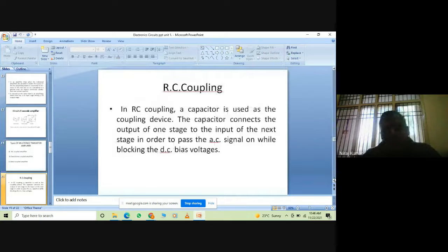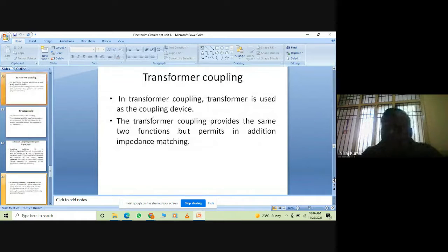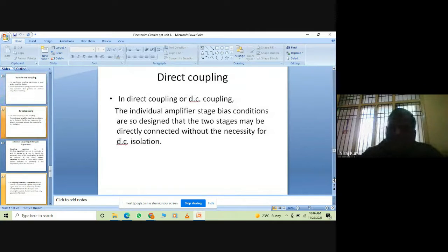What is the RC coupling? In the RC coupling, a capacitor is used as a coupling device. Only a capacitor is used as a coupling device, which connects one stage to the next stage. Transformer coupling is also a coupling device between one stage and another stage. Direct coupling means no coupling device is required, only the output of the first stage is connected to the input of the second stage.